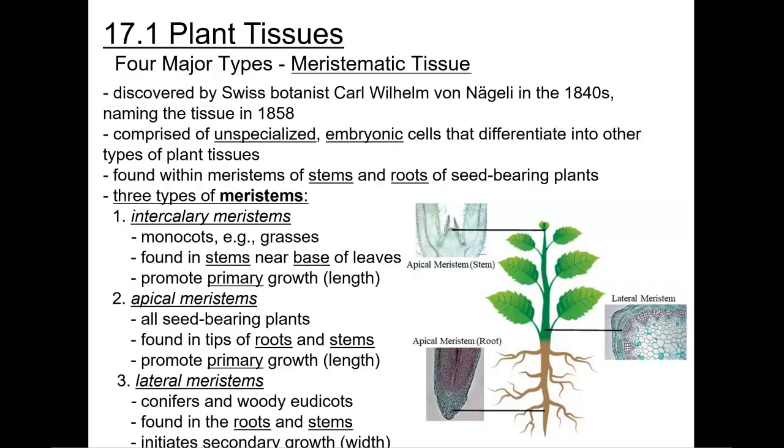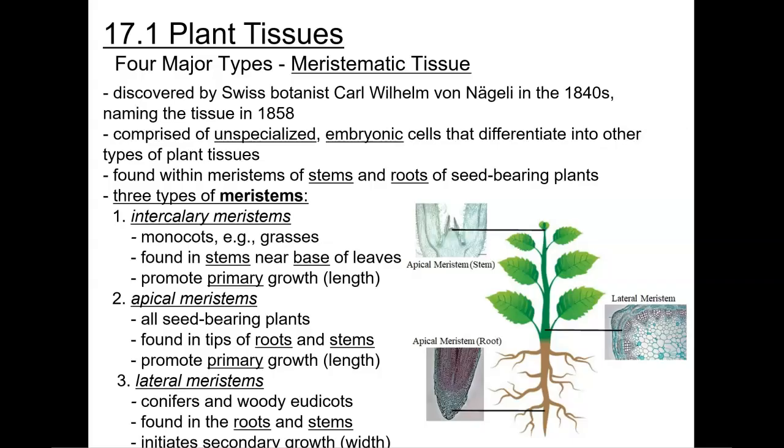There are 3 different types of meristems, and we will look at these in the different labs that go along with this. There are intercalary meristems. These are found in your monocots, things such as grasses and corn. These are also found in stems near the base of their leaves. In the lab, we will have some slides where you can view these. They promote primary growth as far as length, so this lengthens the plant.